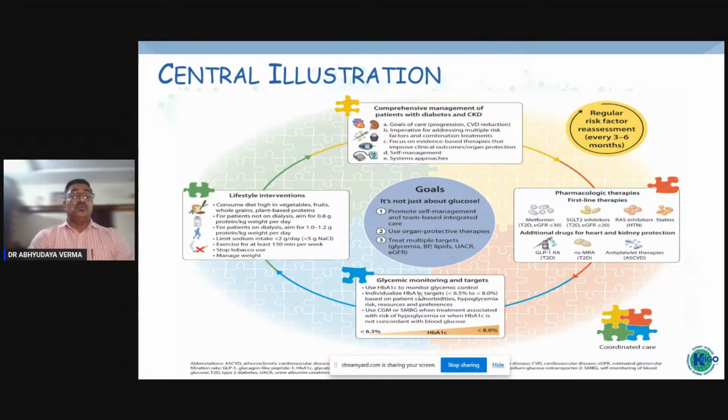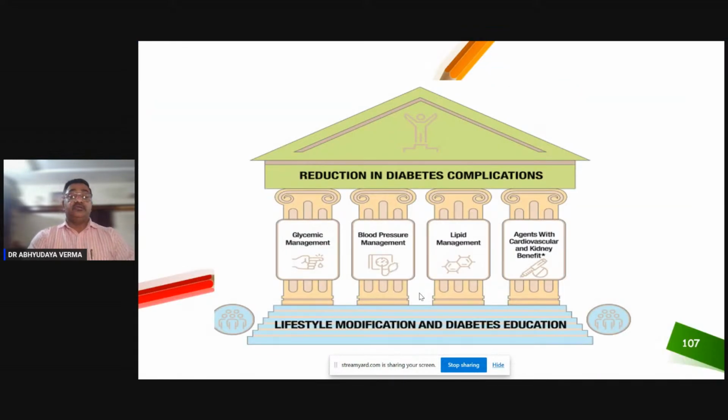This is the whole chart of how we can take care. So overall, these are my four pillars: reduction in diabetic complications, whether they are micro or macrovascular complications, glycemic management, blood pressure, lipid management, and agents.